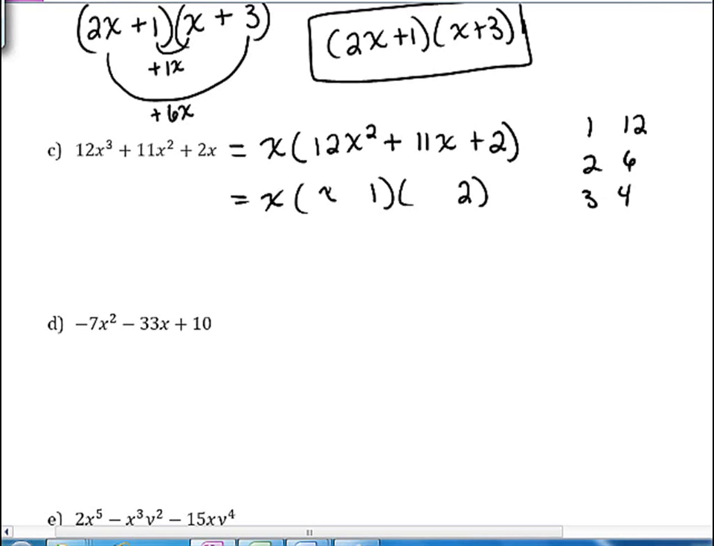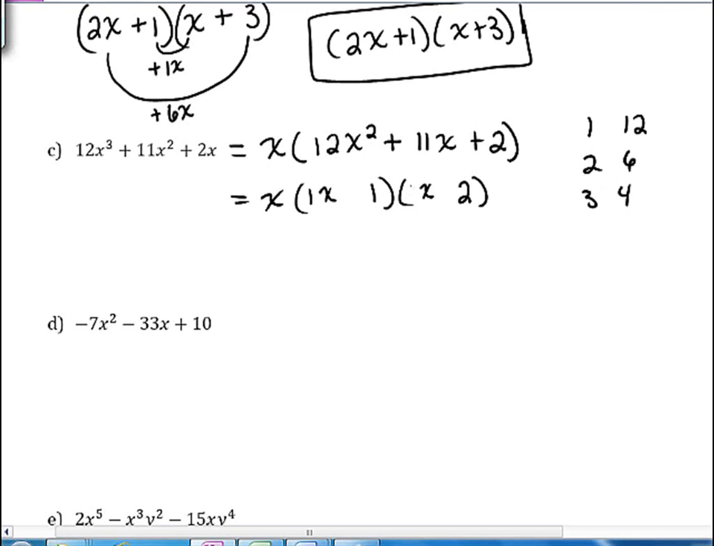And both of the first terms are going to contain an x. I just don't know what numbers I need to put in front of there. If it's going to be the 1 and 12 or the 2 and 6 or the 3 and 4, I also don't know which order I need to put them in. So we need to guess and check to figure that out. And so we can try the 1 and 12.